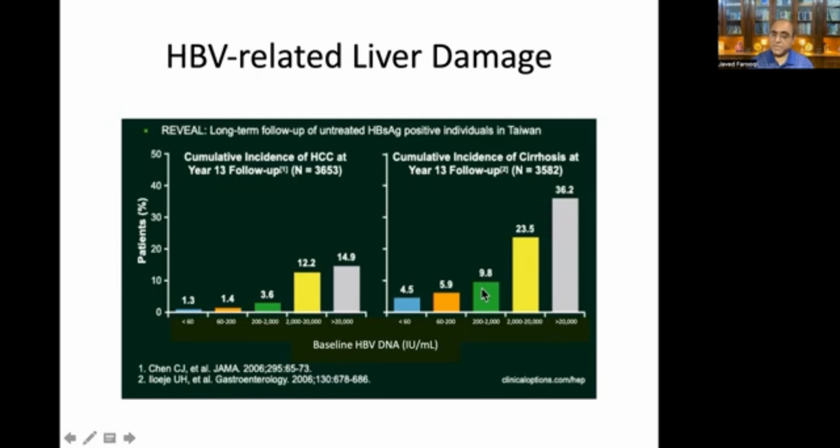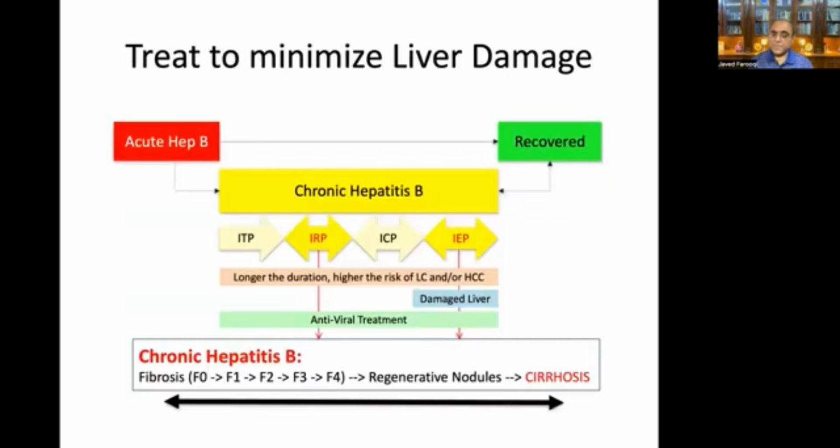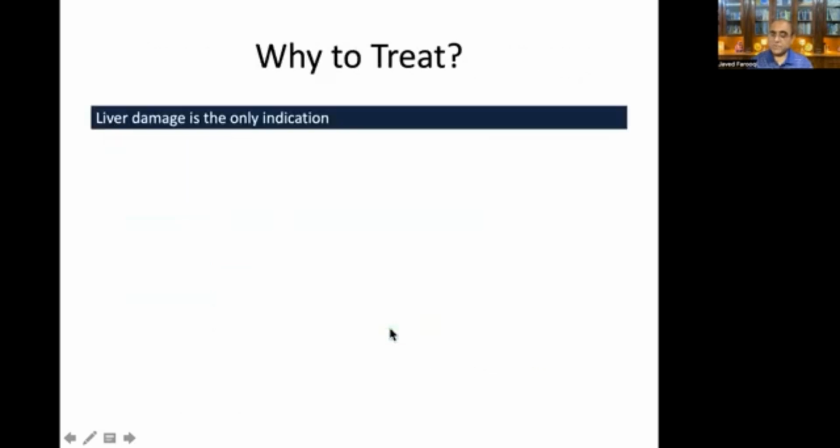This is the data from the REVEAL trial, and it has shown that the baseline HBV DNA is directly proportional to the risk of the patient developing cirrhosis as well as HCC. So the point is that we should be decreasing the viral load to the maximum level we can. So if a patient is in the immune reactive phase or immune escape phase, antiviral treatment is warranted.